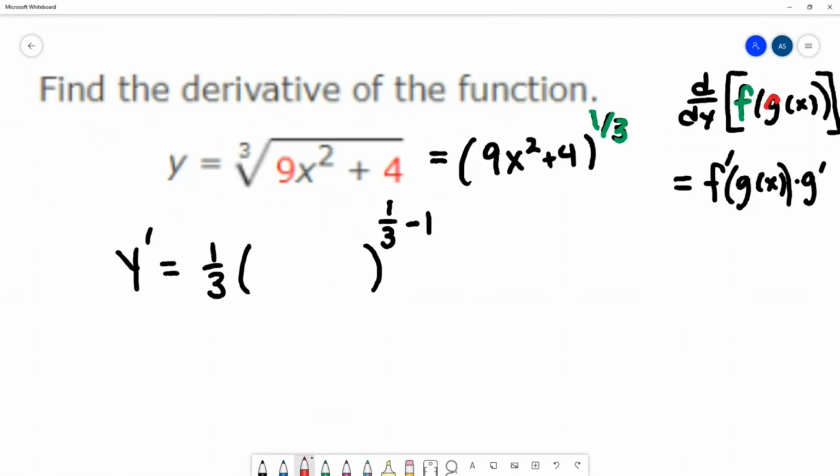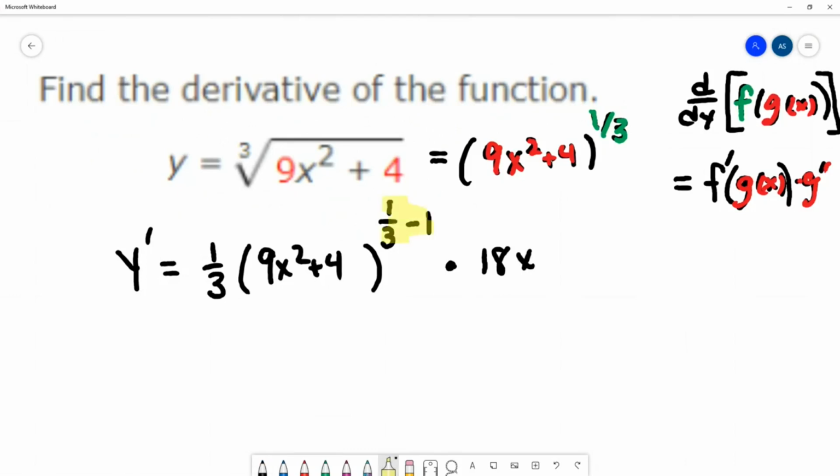Then our inside function, g of x, is 9x squared plus 4. We want the inside to stay the same, and then we're going to chain by multiplying by the derivative of the inside. So we want 9x squared plus 4, and we're going to chain by calculating the derivative of that. Derivative of 9x squared is 18x. Derivative of 4 is 0, so we don't need to write that down.